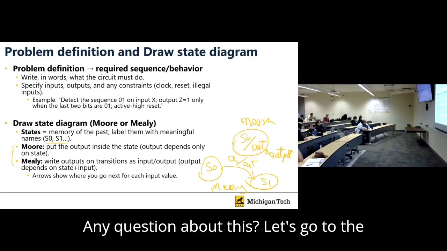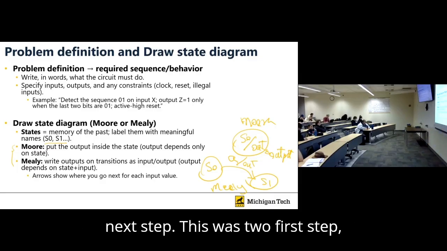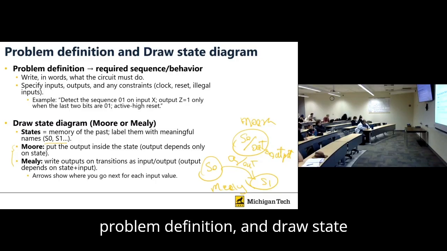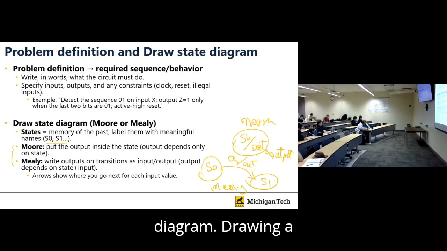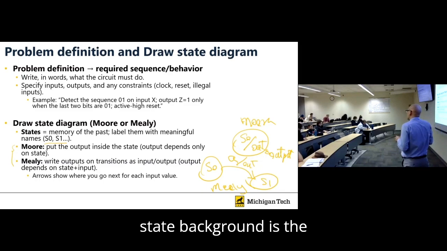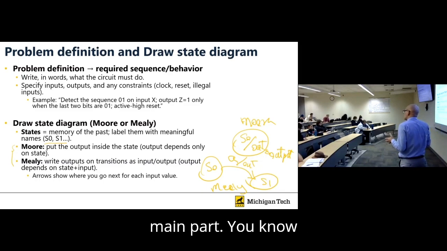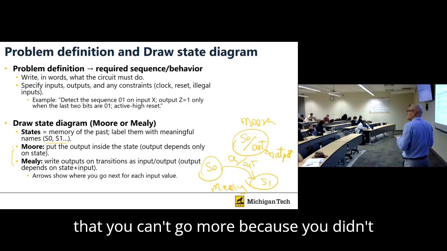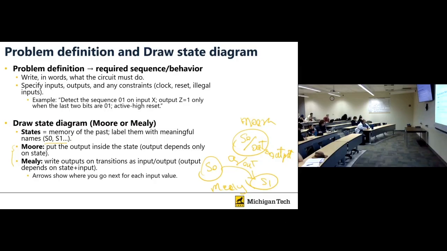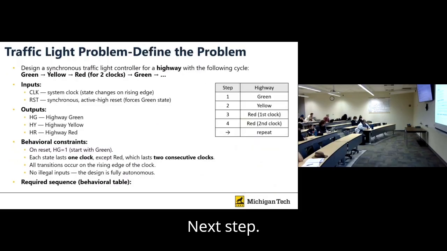Good. Any question about this? Let's go to the next step. These were the first two steps: problem definition, and drawing a state diagram. Drawing a state diagram is the main part. Without that, you can't go further because you didn't get the problem. That's very important. Okay. Next step.